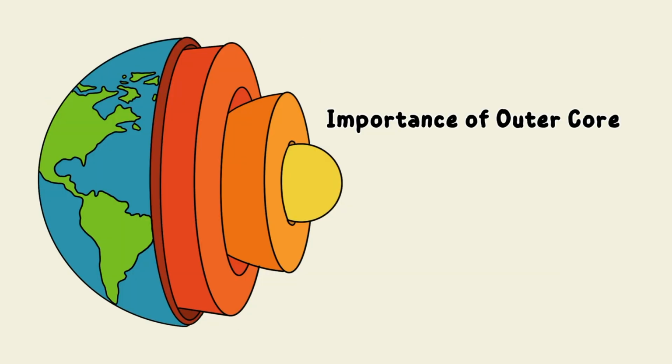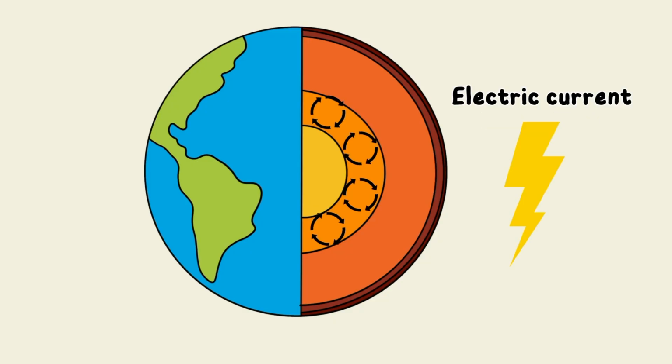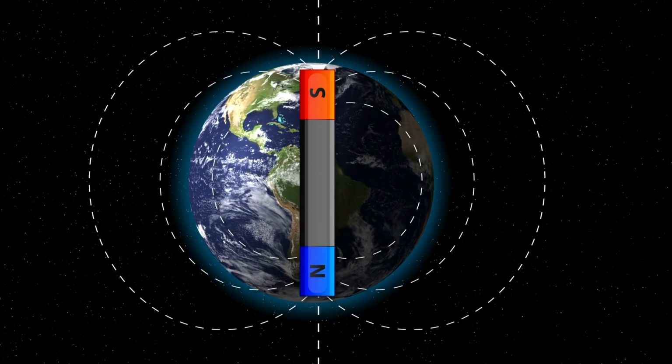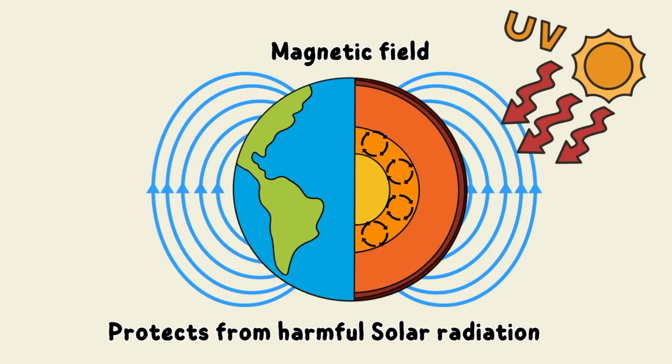Let us see what is the importance or significance of the outer core. The liquid iron in the outer layer of the core is in constant movement. This circulating movement of the liquid iron generates electric current, which in turn creates the Earth's magnetic field. This field protects the Earth from harmful solar radiation.